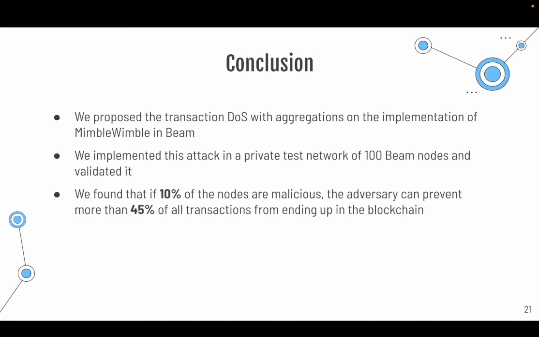As for conclusion, we propose the transaction denial of service with aggregations on the implementation of MimbleWimble in Beam. We implemented this attack in a private test network of 100 Beam nodes and validated it. And we found that if 10% of all the nodes in the network are malicious, the adversary can prevent more than 45% of all transactions from ending up in the blockchain.